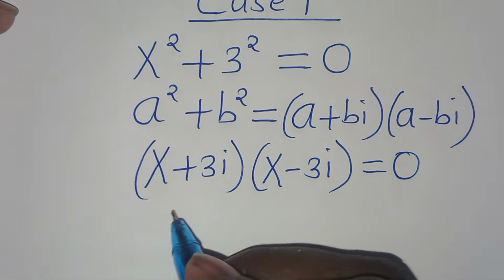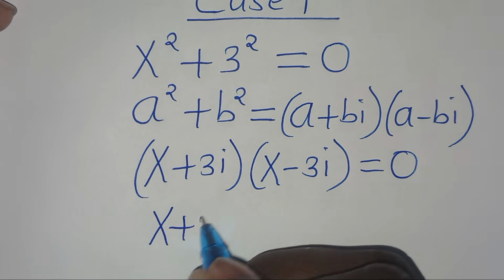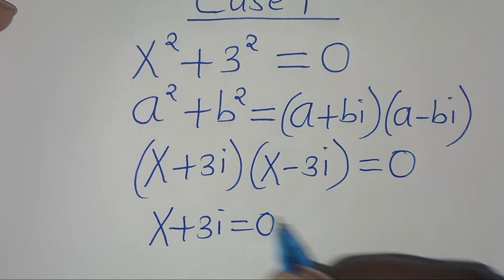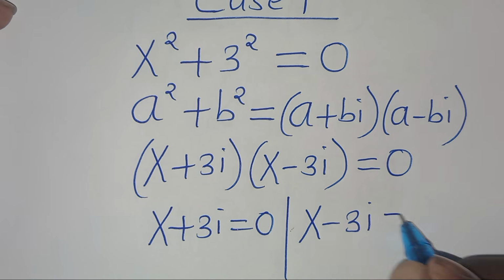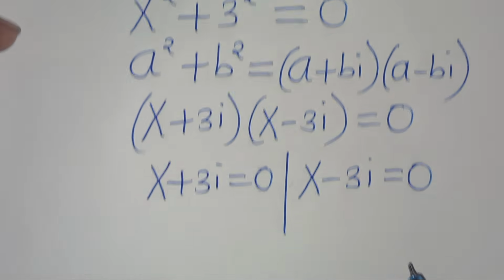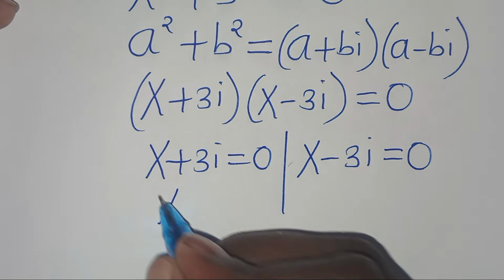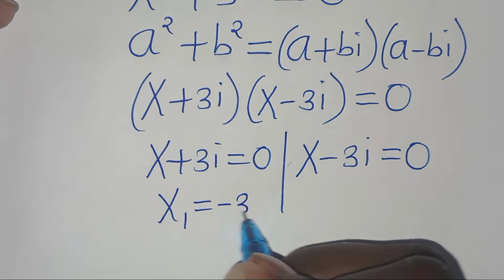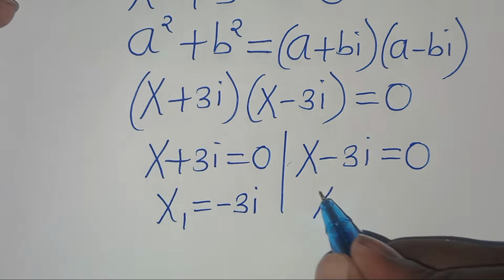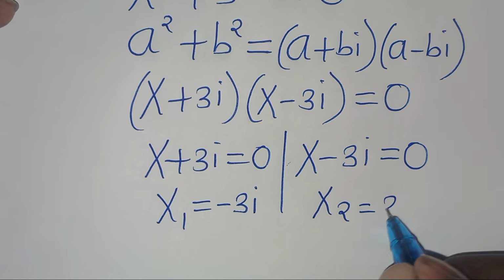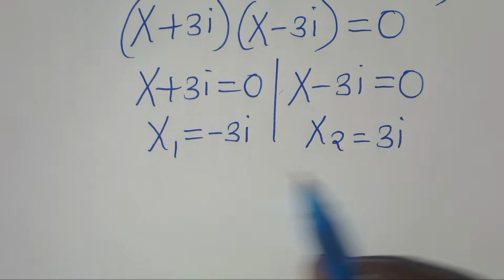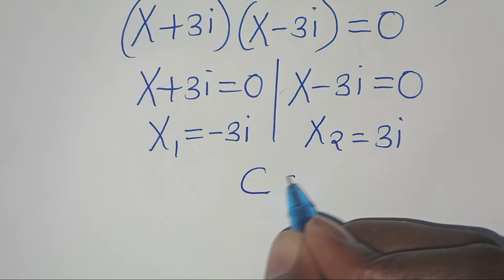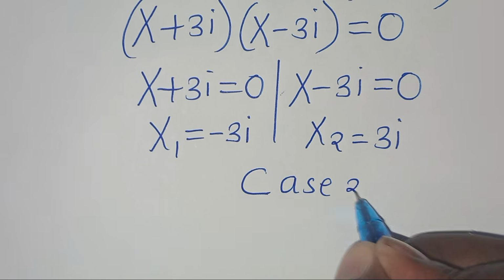So in this case, we have two parts here. We have x plus 3i equal to 0, and we have x subtract 3i equal to 0. So this means that x1 is equal to negative 3i, and x2 is equal to 3i. Now since we have x1 and x2, let's proceed to case 2.